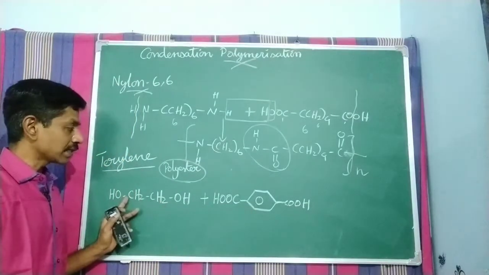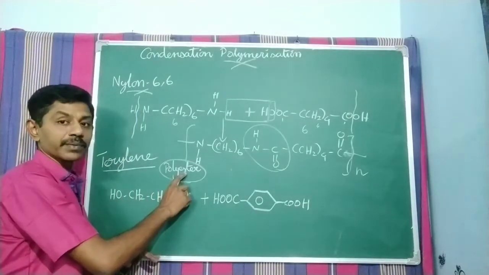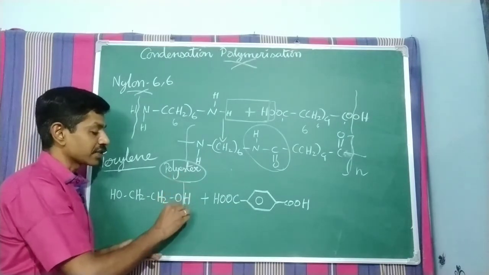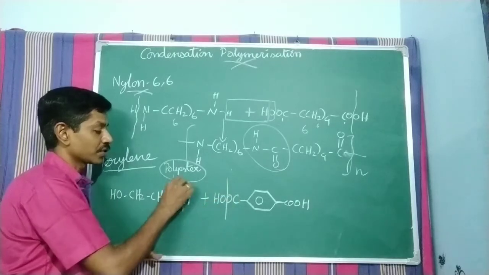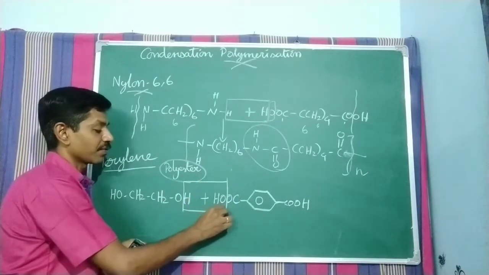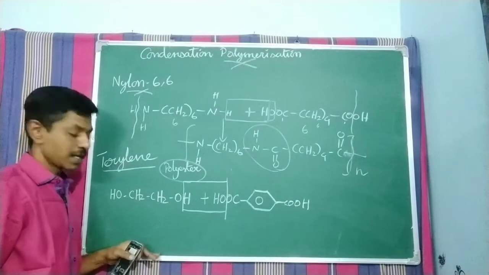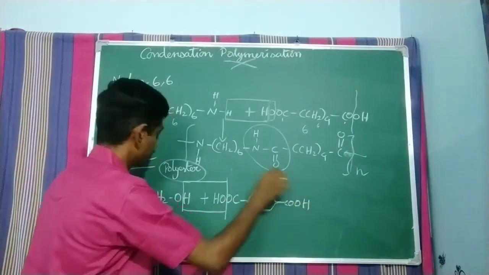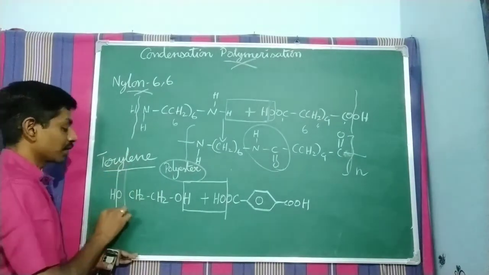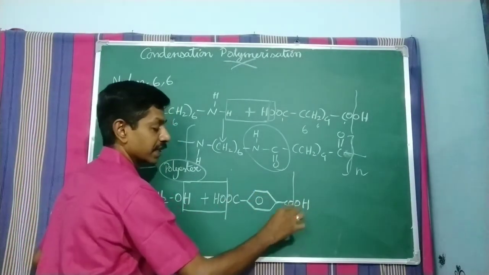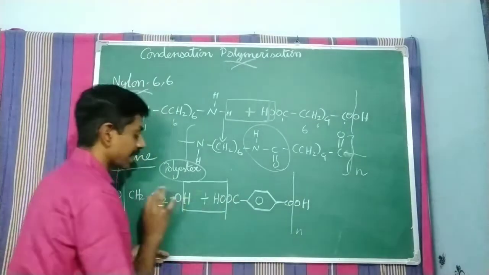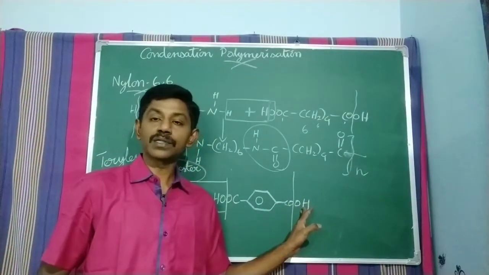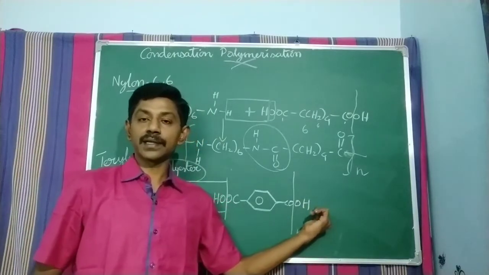Now as I told you, in the formation of an ester, a polyester, one of these molecules will lose hydrogen, this will lose the OH group, and in between a molecule of water will be removed. Similarly here a molecule of water will be lost. So this way, when we are losing a molecule of water, the whole molecule will be repeated n times. Why is this OH group outside? Because the next ethylene glycol molecule comes in.